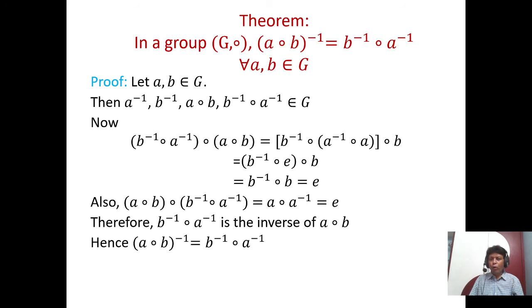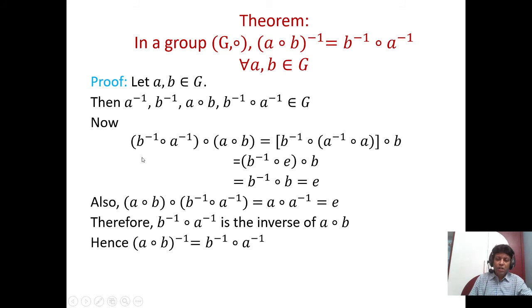Next, it is a very important theorem. In a group G with operation circle, the inverse of A circle B is B inverse circle A inverse, for all A, B belonging to G. If A, B belong to G, you know that A inverse, B inverse, A composition B, and B inverse composition A inverse all belong to G. The reason is that G is a group, inverses exist and the closure property holds, so B inverse belongs to G, A inverse belongs to G, and their composition also belongs to G. So these all belong to G.